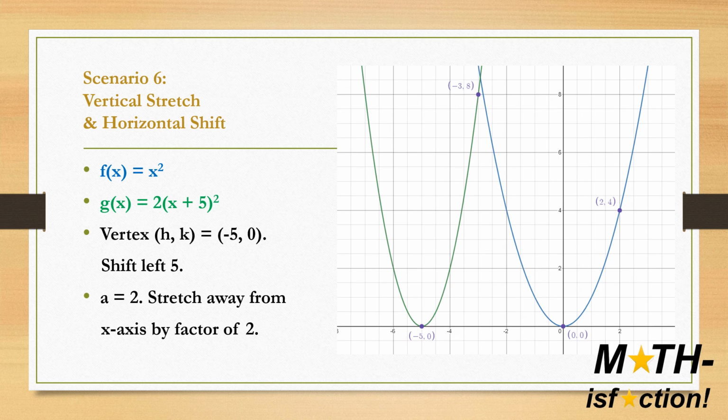Lastly, scenario 6, the vertex is (-5, 0), so we only have a shift left. Then with the A value of 2, we have a stretch away from the x-axis.